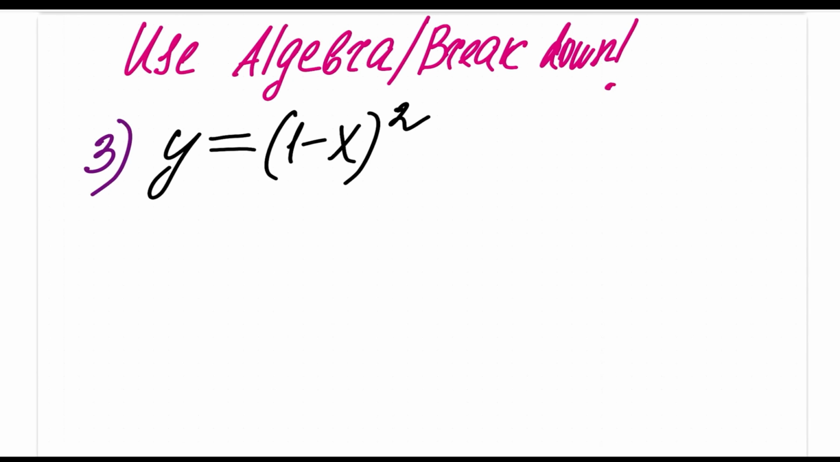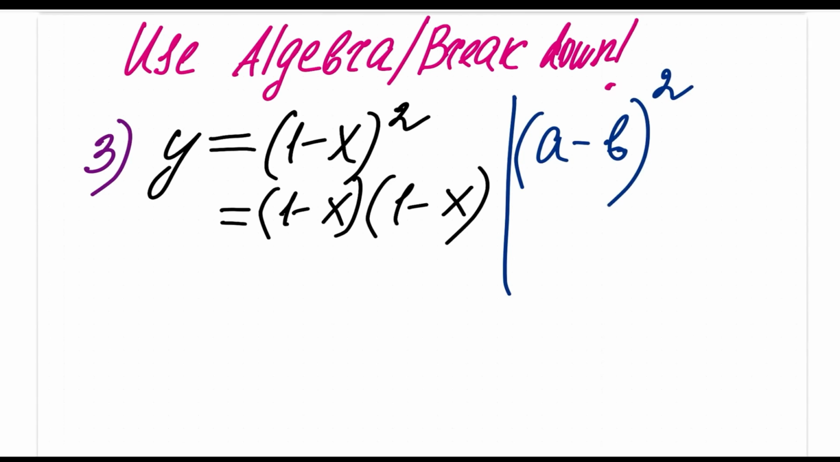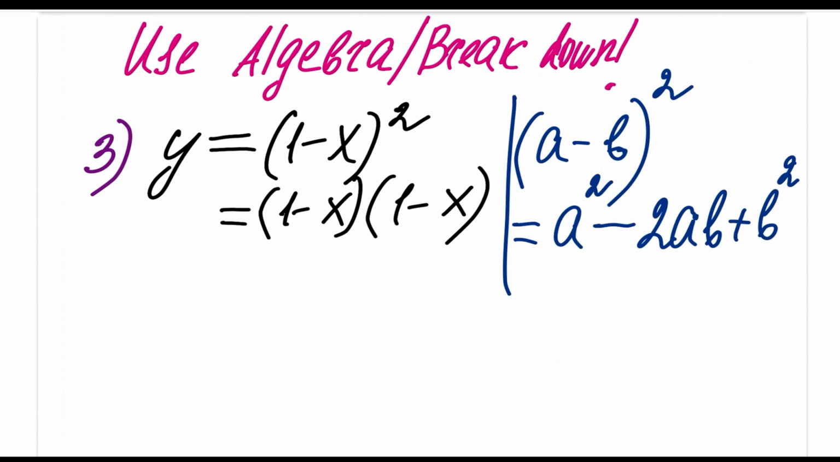Alright, the last one. So you have 1 minus x squared. Again, the point is to expand this expression. And you could do it differently. You could either think of this as 1 minus x being multiplied by itself, and do the same as we did for number 2. Or you can use a separate formula, (a minus b) squared, which is a squared, the square of the first term, minus twice a times b, plus b squared.